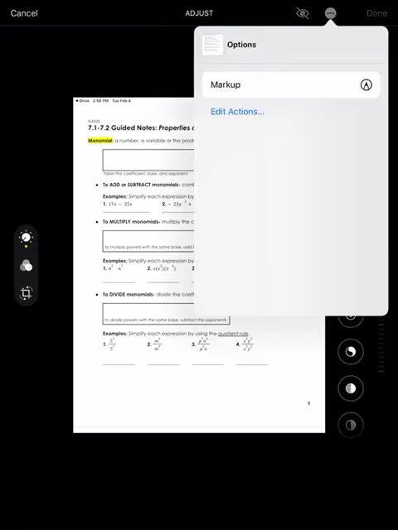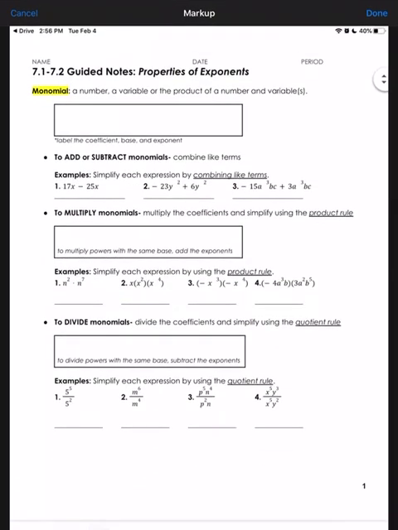The first thing that we need to talk about is some vocabulary so that we understand what we're doing when we get into adding and subtracting and multiplying and dividing these exponential expressions. So the first term that we need to cover is the term monomial. If you're very good with prefixes, you know that the prefix mono means one. So a monomial is technically a number, a variable, or the product of a number and variables.